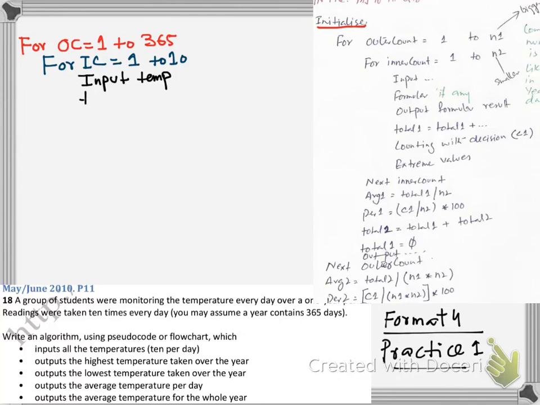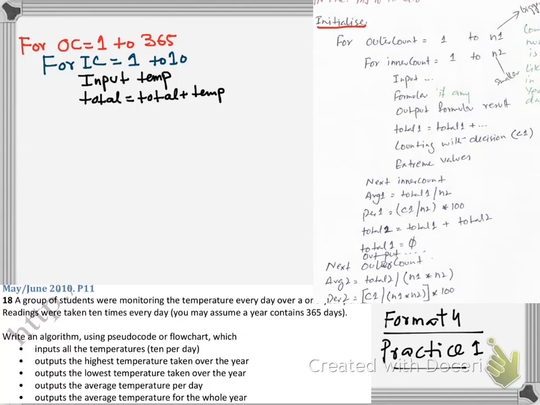Alright, so total is equal to total plus temperature. As I said, if there is a formula, we will use the output of formula. If there is no formula, then we will use the input in total.